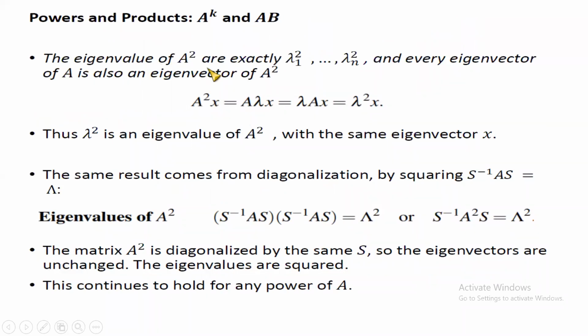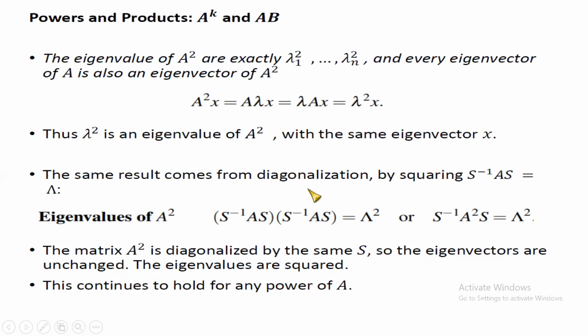If the eigenvalues of A are lambda 1 through lambda n, the eigenvalues of A square are exactly lambda 1 square through lambda n square, and every eigenvector of A is also an eigenvector of A square. So this is very much important. This is because A squared x can be written as A A x. A x can be replaced by lambda x, and that can be written as lambda A x, and A x again can be replaced by lambda x. So lambda squared x will come out here. Thus, lambda squared is an eigenvalue of A squared with the same eigenvector x.